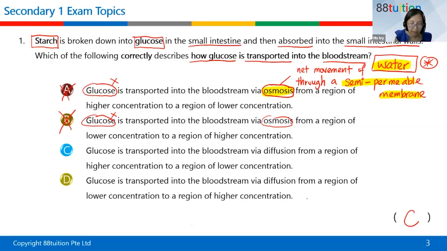Okay, then I have diffusion here. All right, so diffusion can be for glucose. All right, diffusion can be for anything. Osmosis is reserved for water. So osmosis, I'm going to write here, but please don't write this for exam. Reserved for water.